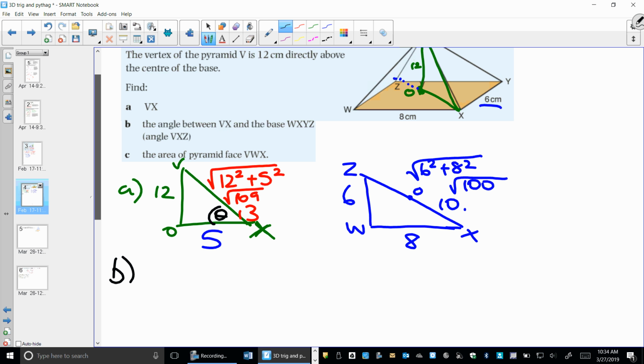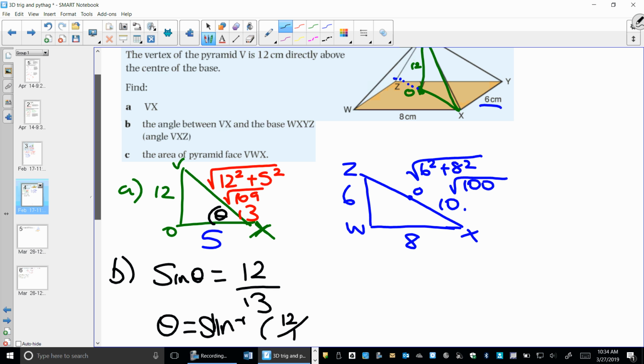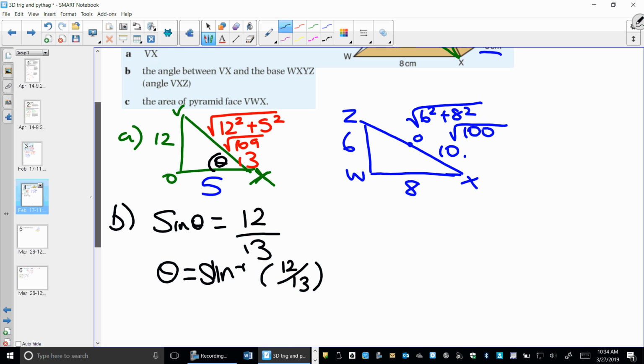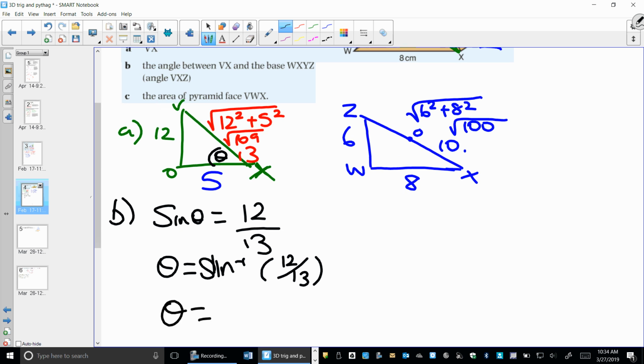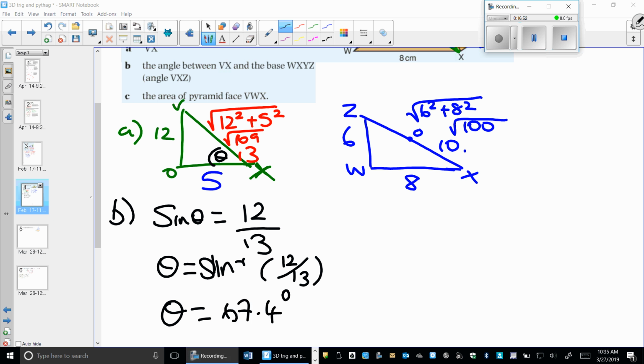Are we using SOH CAH TOA? So sine of theta is 12 over 13. So theta is sine minus 1 of 12 over 13. Alright, so we've got 67.4. I on purpose chose the correct one this time.